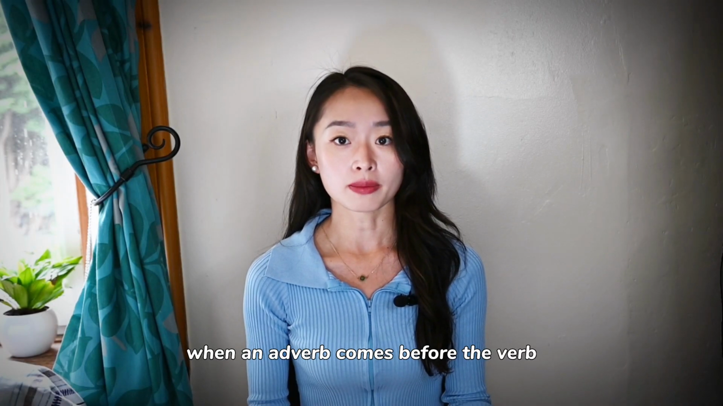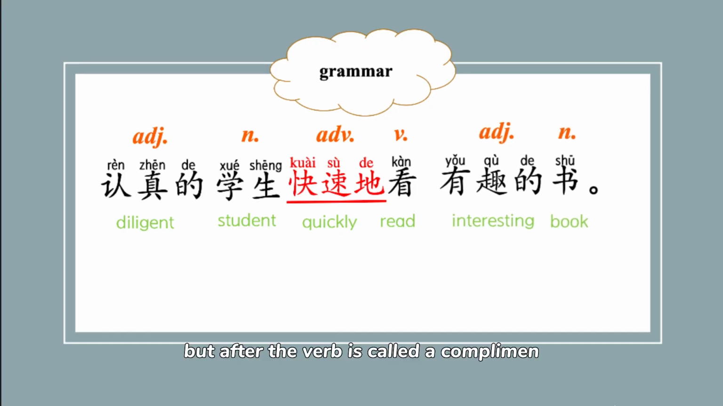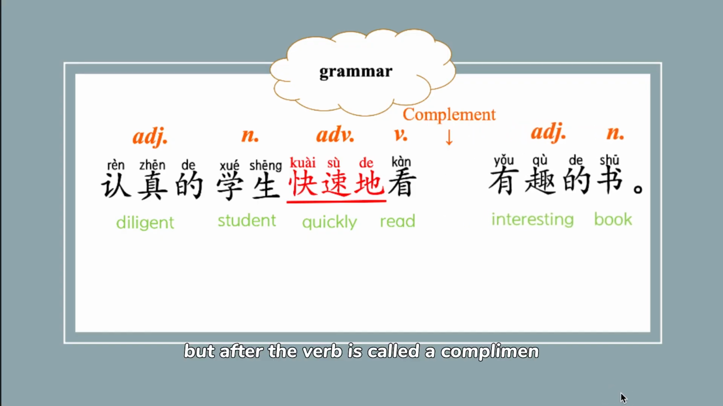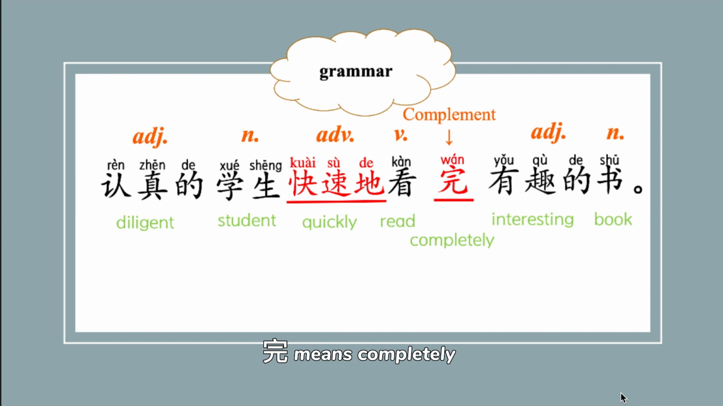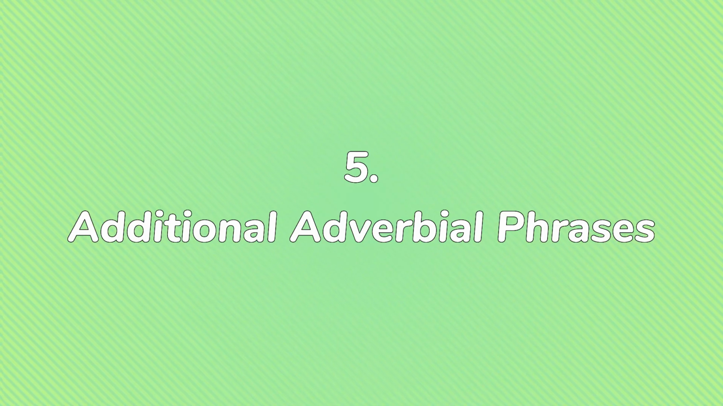When an adverb comes before the verb, the part after the verb is called a complement. How does one read? 看完 means completely. The complement 完 tells us how the student reads. In this case, read completely. 看完 means finish reading the book.